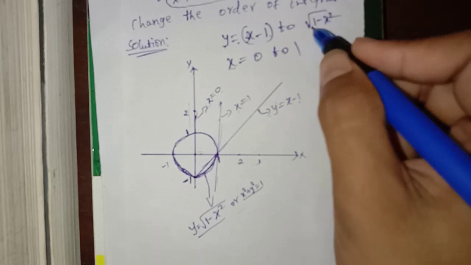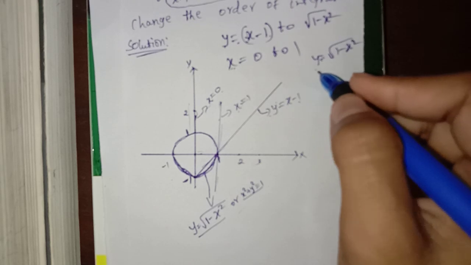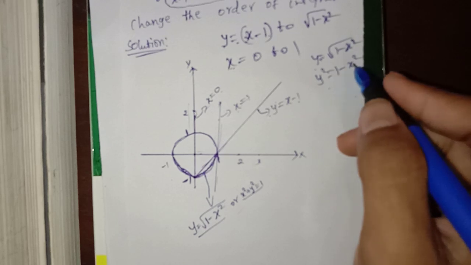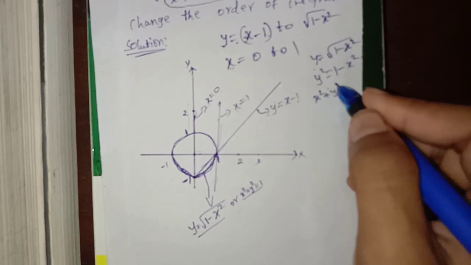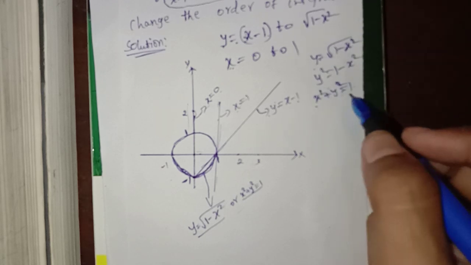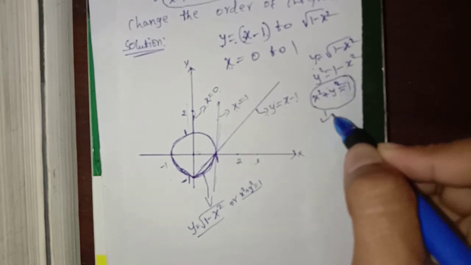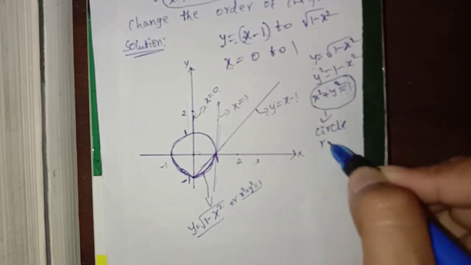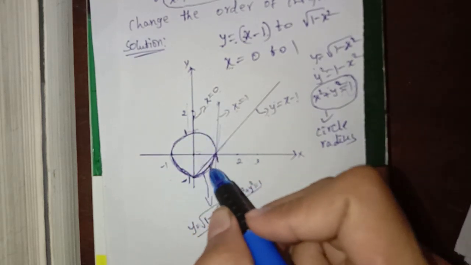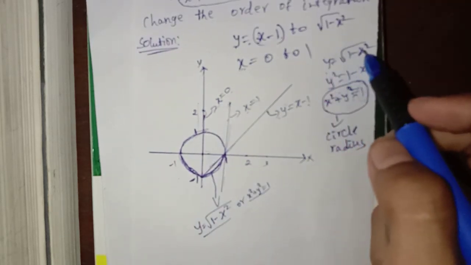Now what is y is equal to root of 1 minus x square? If we square both sides, y square is equal to 1 minus x square. Taking it across, we get x square plus y square is equal to 1. This is a circle with radius 1. So we can draw a circle with radius 1 for the equation y is equal to root of 1 minus x square.